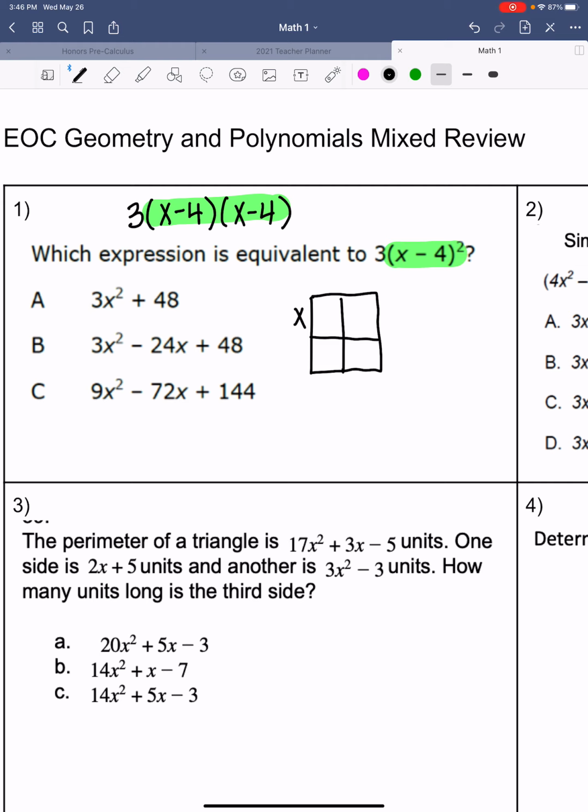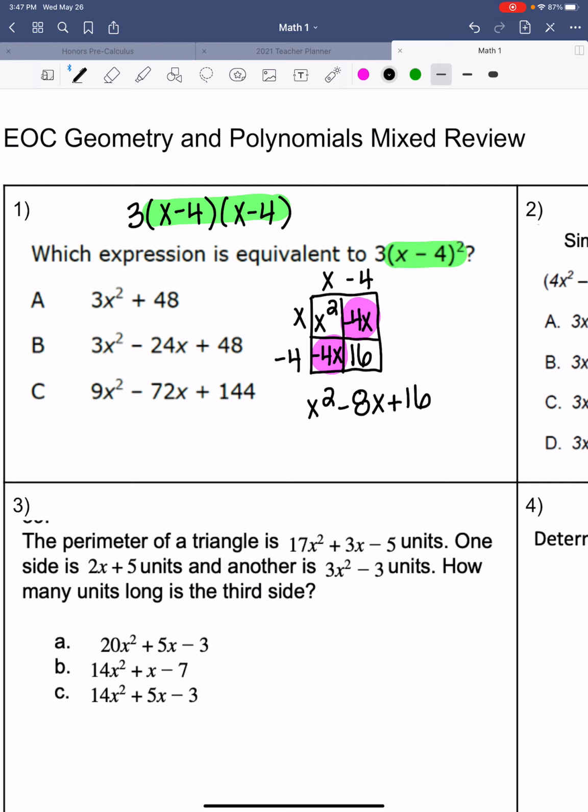And we're going to do x and negative 4, x and negative 4. So we have x and x, that's going to give me x squared. Then we have x and negative 4, that's going to give me negative 4x. Then we have x and negative 4 again, which is negative 4x. And then we have negative 4 times negative 4, which is 16. Now we need to combine like terms, so we have negative 4x and negative 4x. That's going to give me x squared minus 8x plus 16.